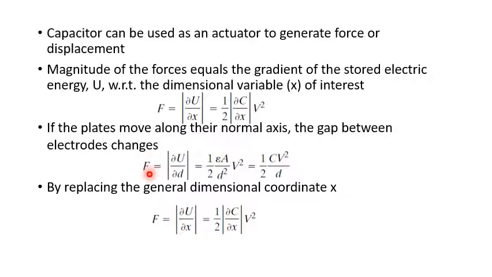So you can define F as ∂U/∂d, or 1/2 epsilon A V squared by d squared. Now you know that C is equal to A epsilon by d, so you can rewrite this as 1/2 C V squared by d. So by replacing the general dimensional coordinate as x, you can write F is equal to ∂U/∂x, or 1/2 ∂C/∂x into V squared.